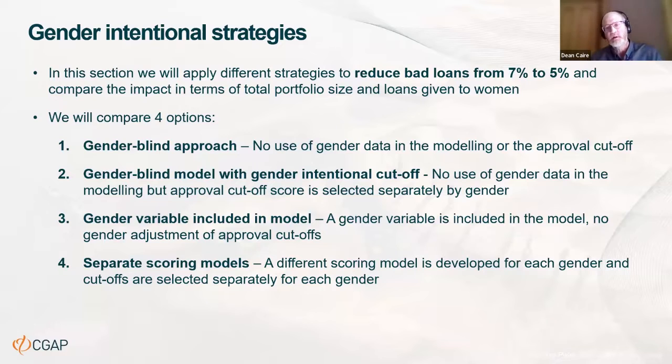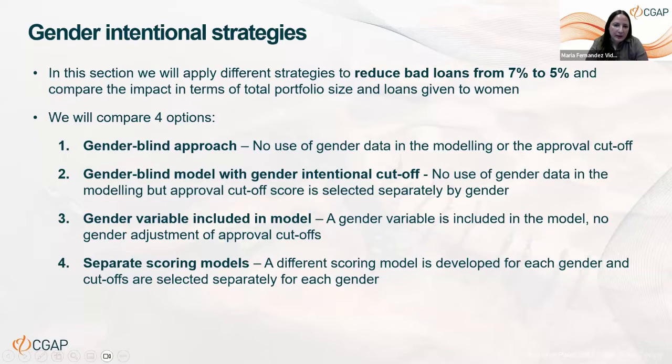These are the ones we studied in the guide using the data that our partners shared. Sure. So in the guide, what we did as an example was take a portfolio that had a 7% bad rate, and then look at how we could bring this portfolio risk down to 5%, and we looked at different strategies to achieve that. So in practice, you can apply this and keep the 7%. You don't need to use a gender intentional approach to reduce the portfolio risk. You can keep the 7% and actually grow the portfolio size.